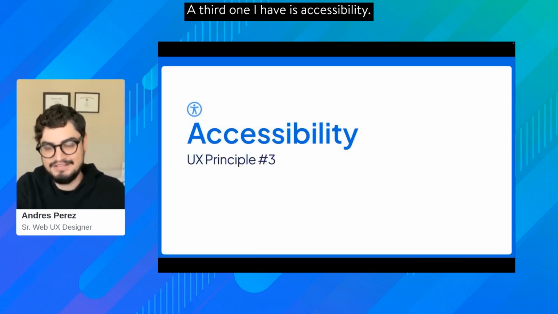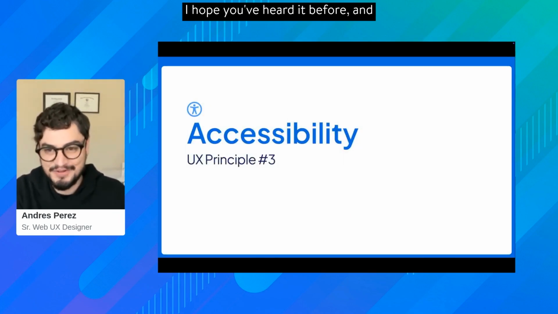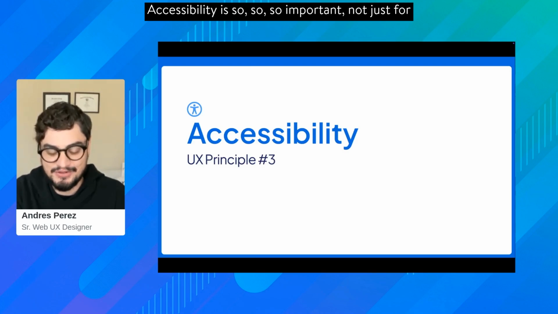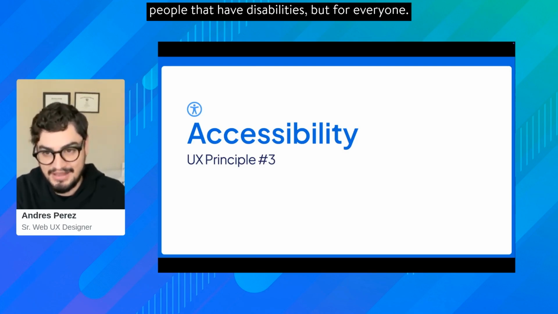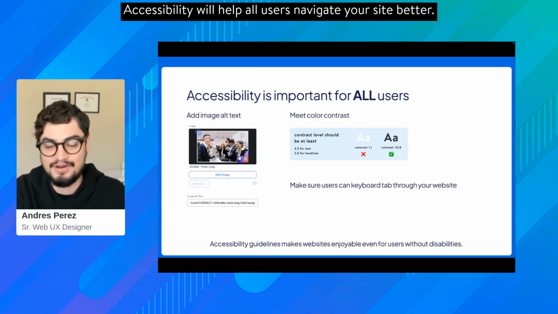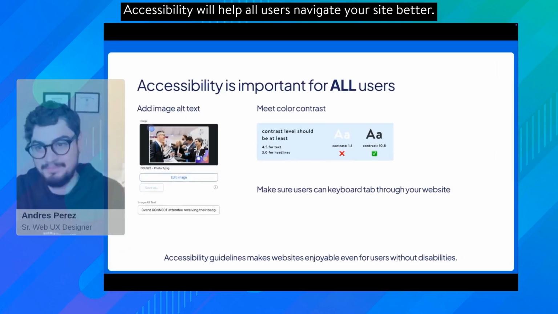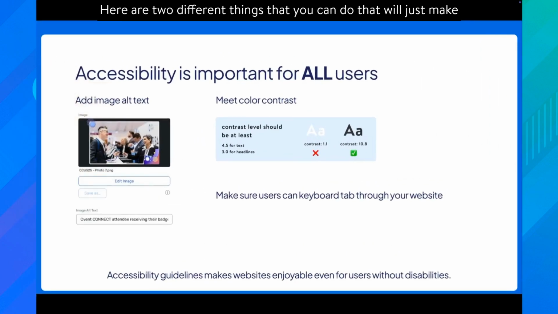A third one I have is accessibility. I hope you've heard it before, and I hope you never stop hearing it. Accessibility is so, so, so important, not just for people that have disabilities, but for everyone. Accessibility will help all users navigate your site better. Here are 2 different things that you can do that will just make your website so much more usable and better for everybody. The first one is to add image alt text.